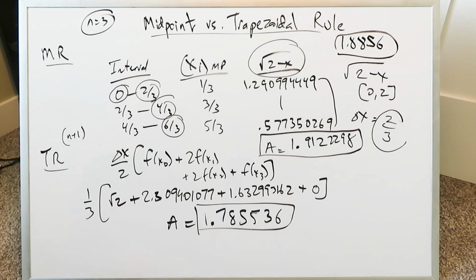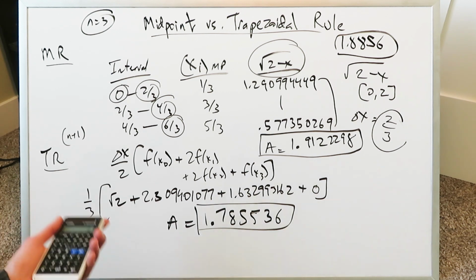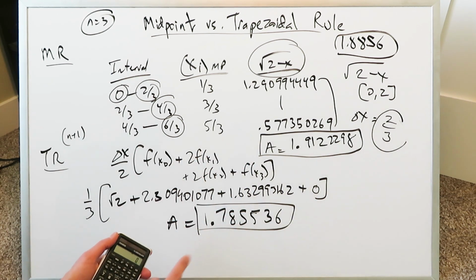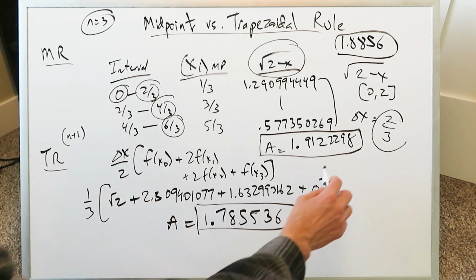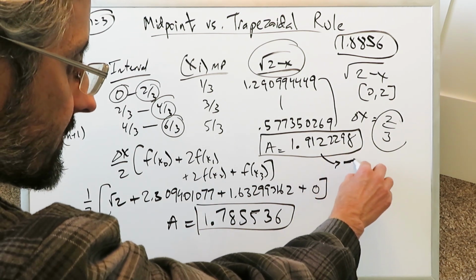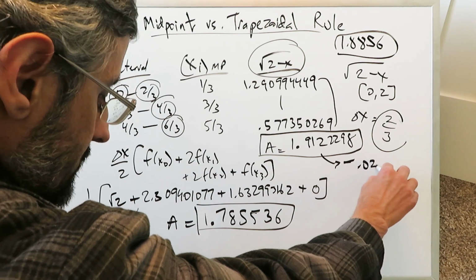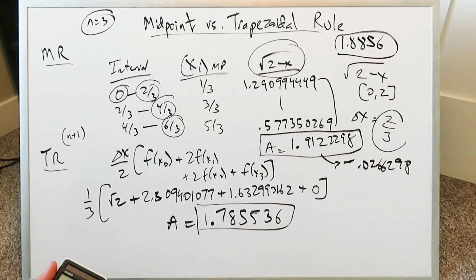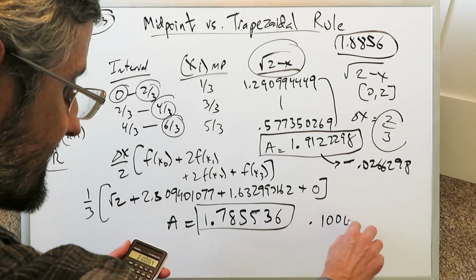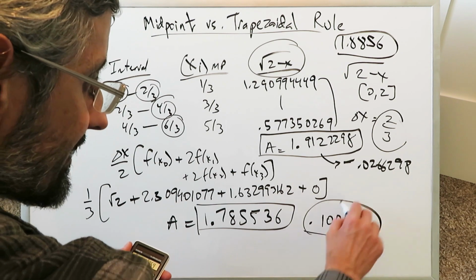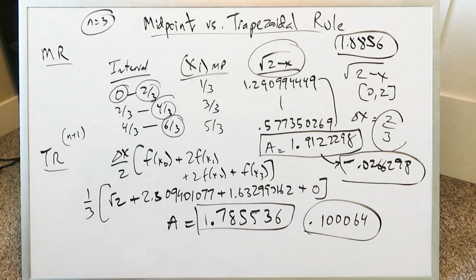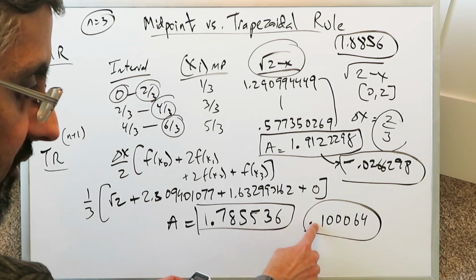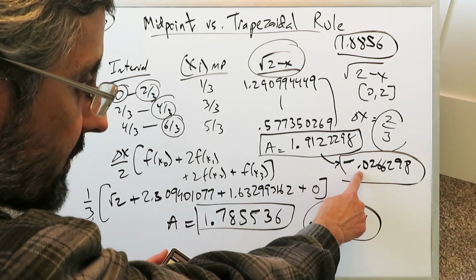We can get the error amount. The error amount will be the true value minus our approximated value, and we'll do that. My error amount using the midpoint rule is this, minus 0.0266298. Utilizing the trapezoidal rule, my error amount is 0.100064. Now in this instance, based on these error amounts, you can see clearly what the difference is between the two. We're here off by 0.1, but here we're off only by 0.02.